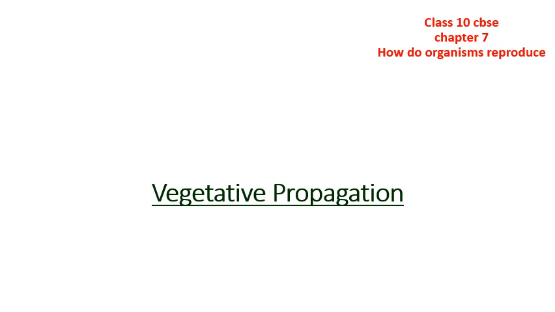So sorry for that. So let us start with the new concept under the how do organisms reproduce lesson, that is vegetative propagation. Come, let us discuss this now. So what is vegetative propagation? In the previous class I told you about reproduction, that is asexual reproduction. This vegetative propagation is also a form of asexual reproduction.